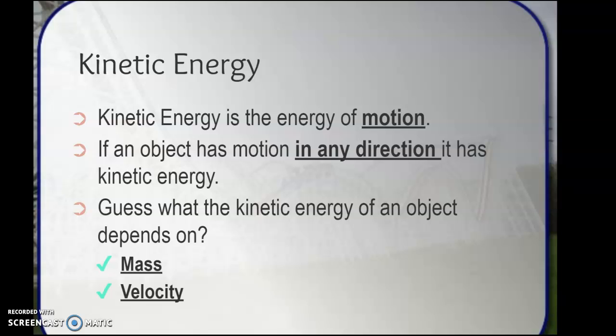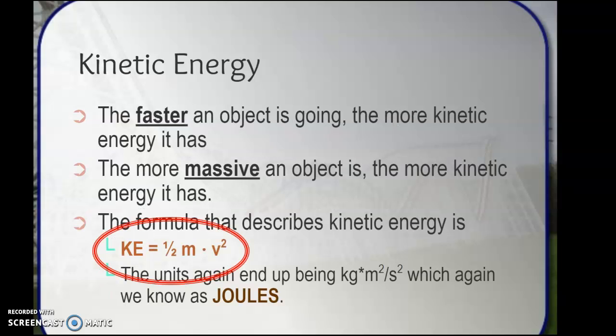Now let's talk about kinetic energy, or that energy of motion. So kinetic energy is the energy of motion. If an object has motion in any direction, it has kinetic energy. So guess what the kinetic energy of an object depends on? You would guess your mass and velocity. Okay, so kinetic energy, again, it's the energy of motion. So the faster an object is going, the more kinetic energy it has. And also, the more mass an object has, the more kinetic energy it has.